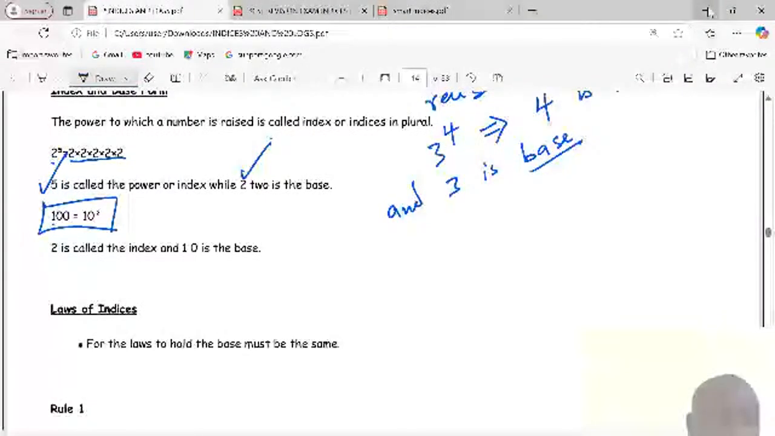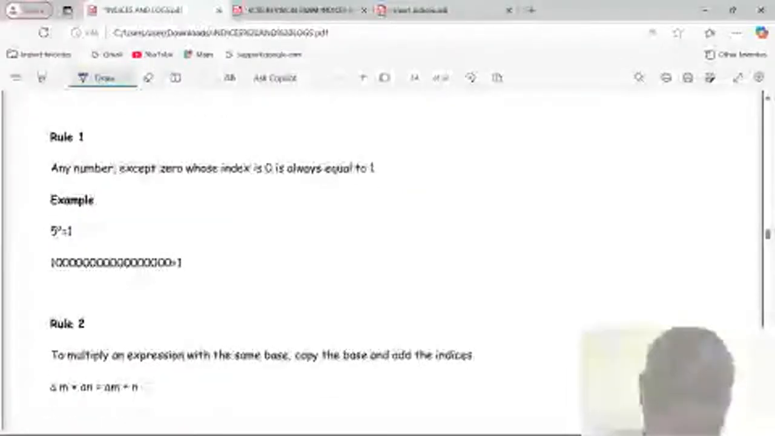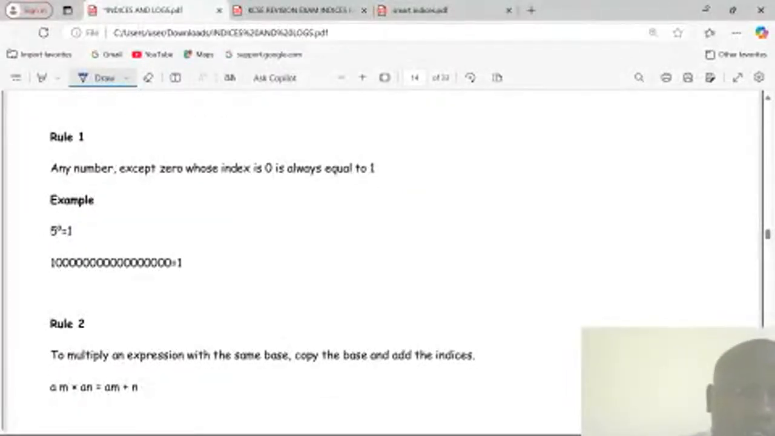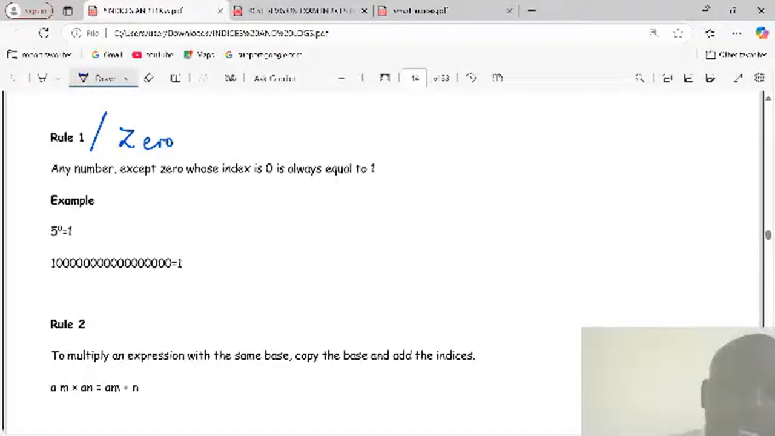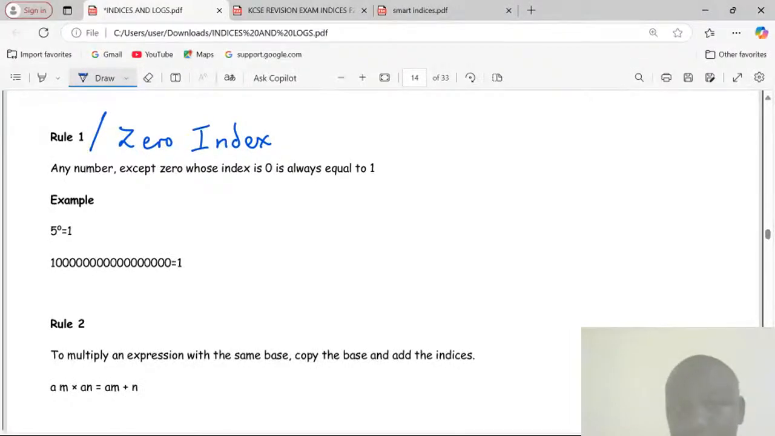The laws of indices. Somebody is calling them rules, but we can call it the first law, which is called the zero index. Now, the zero index states that any number except zero itself, whose index is zero, is always equal to 1. In other words, any number raised to power 0 is equivalent to 1.